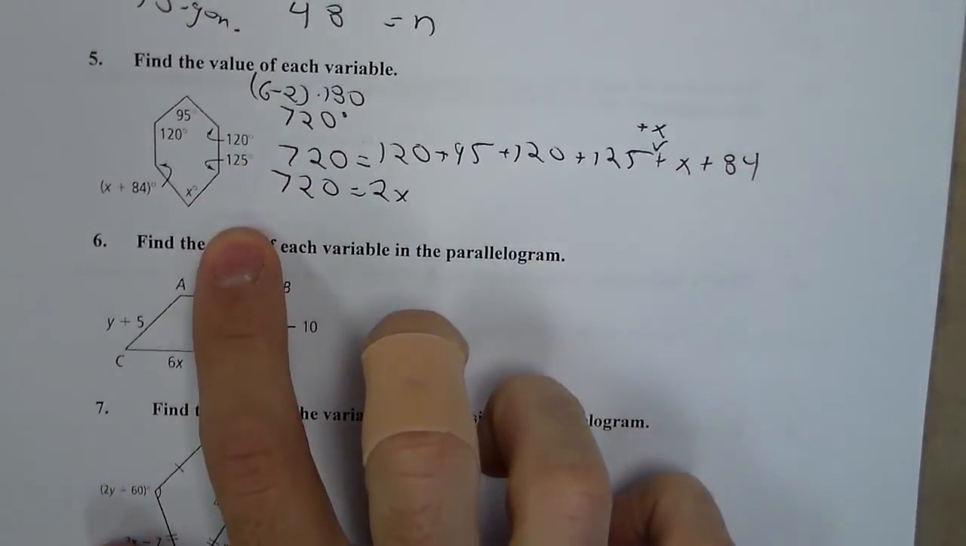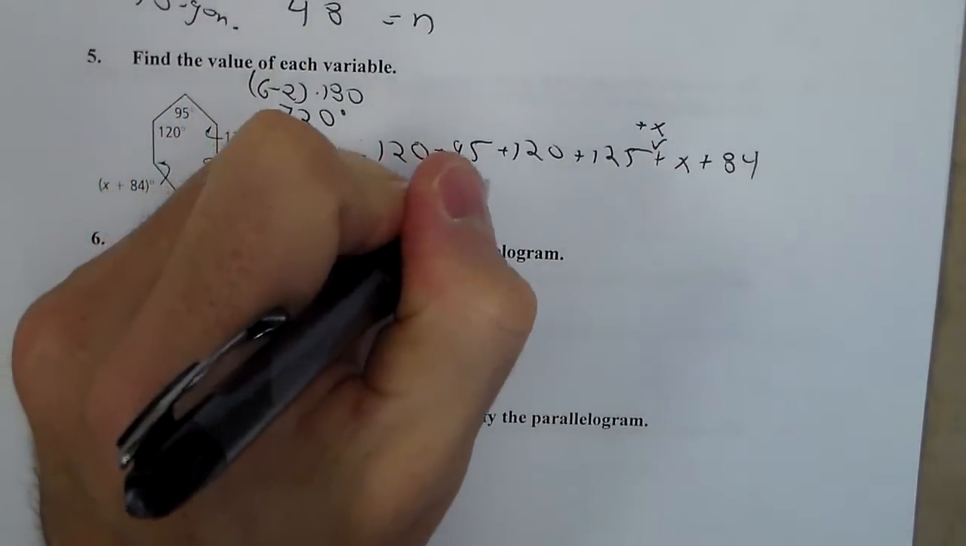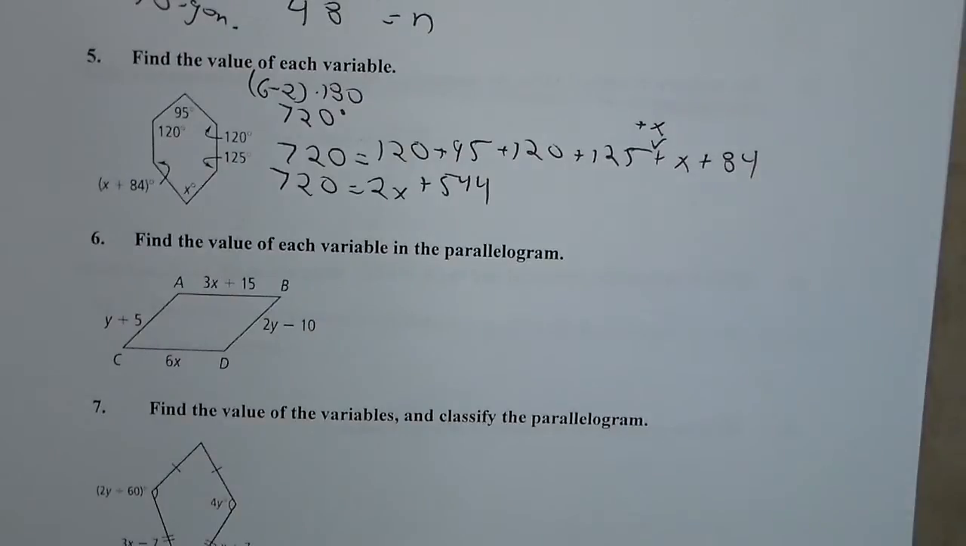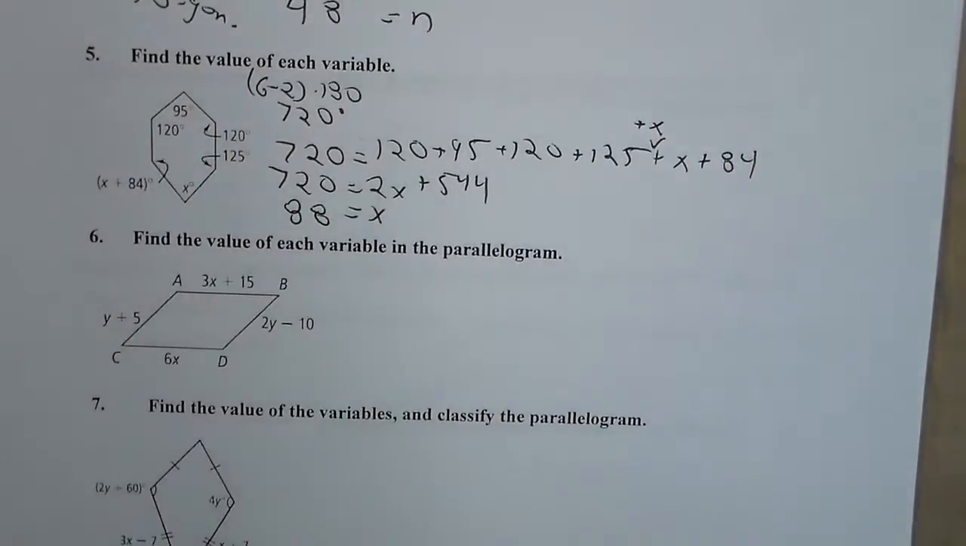I'm going to add up these values, 84, 120, 95, 120, and 125 to get 544. We now subtract 544 from our total, divide it by 2, and we get that x equals 88.